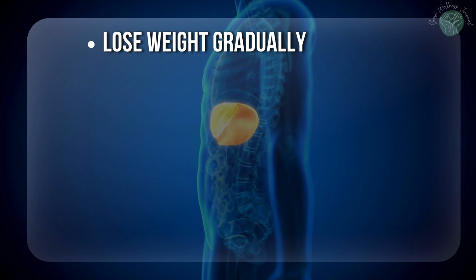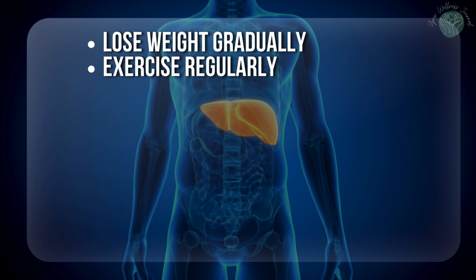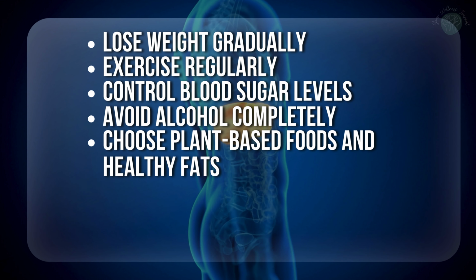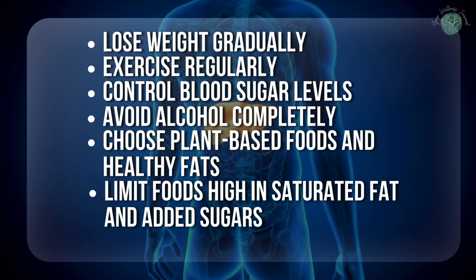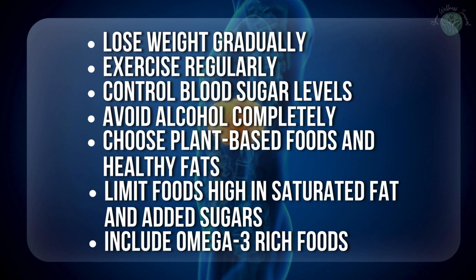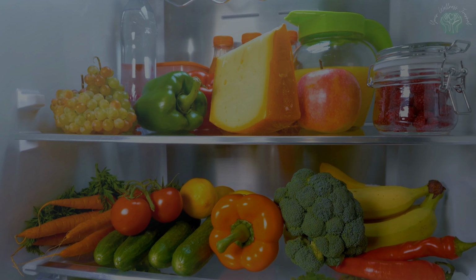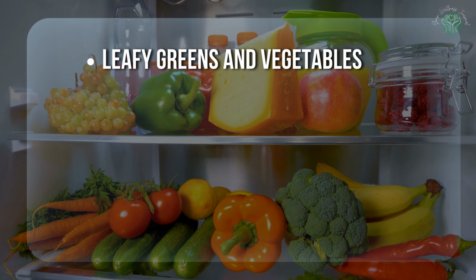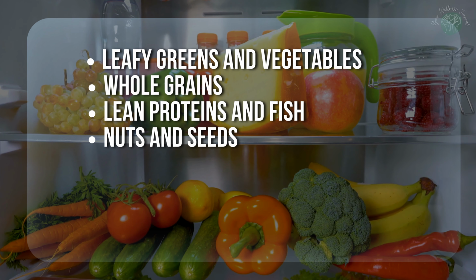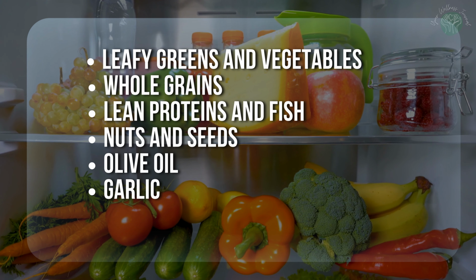Even 3 to 5% body weight reduction can reduce liver fat. It also helps if you exercise regularly, control blood sugar levels, avoid alcohol completely, choose plant-based foods and healthy fats, limit foods high in saturated fats and added sugars, and include omega-3 rich foods like fatty fish in your diet. And speaking of diet, some of the best foods for fatty liver disease include leafy greens and vegetables, whole grains, lean proteins and fish, nuts and seeds, olive oil, garlic, and green tea.